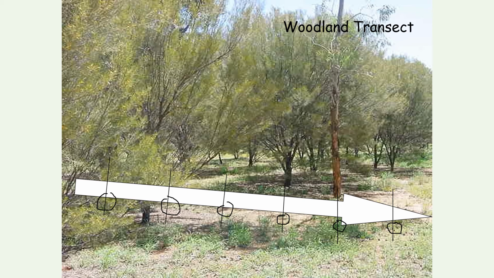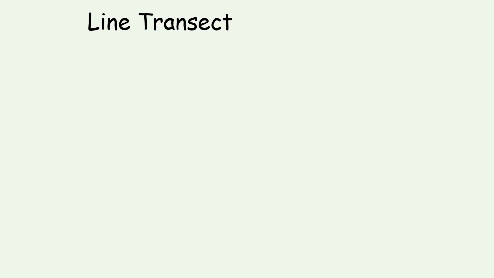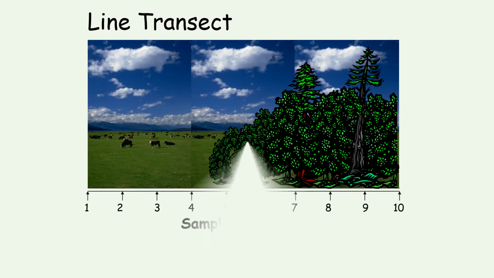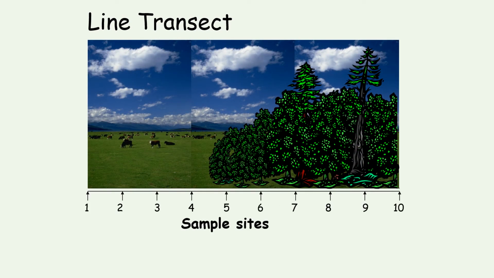affecting your organisms. So in this example, you're going from the middle of a field to the edge of the field. So again, you have got 1 meter intervals where you're taking all of these different samples to see how the abiotic factors are affecting the biotic factors.